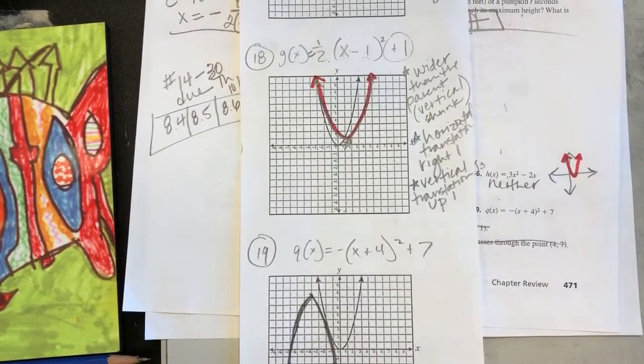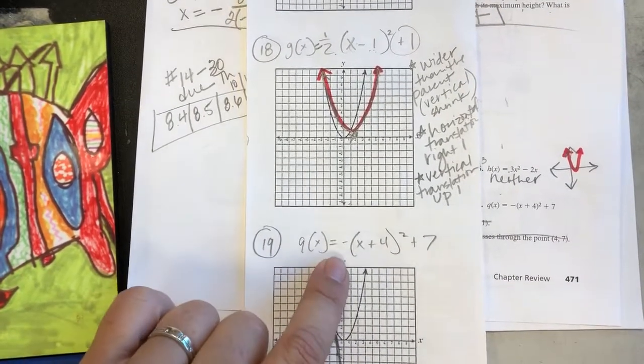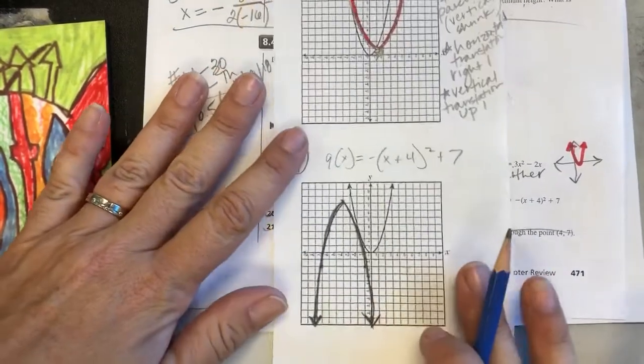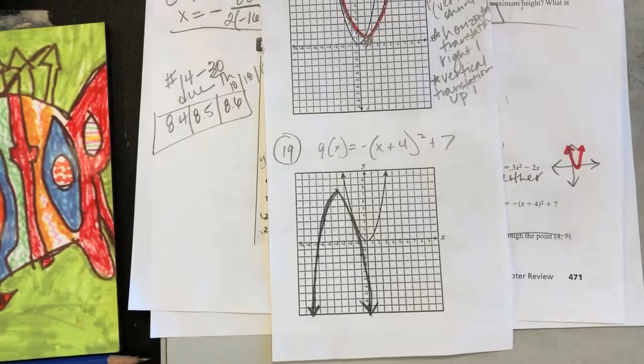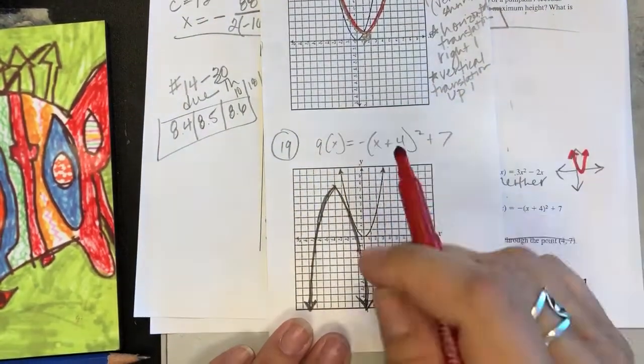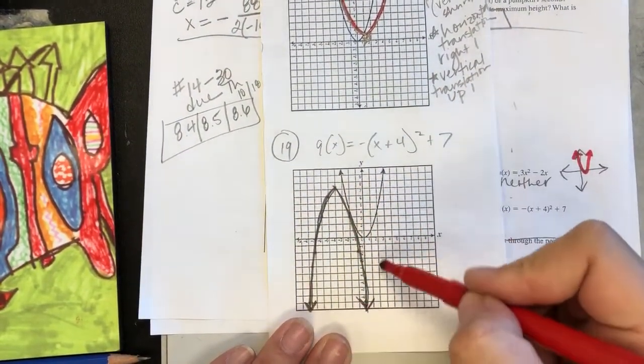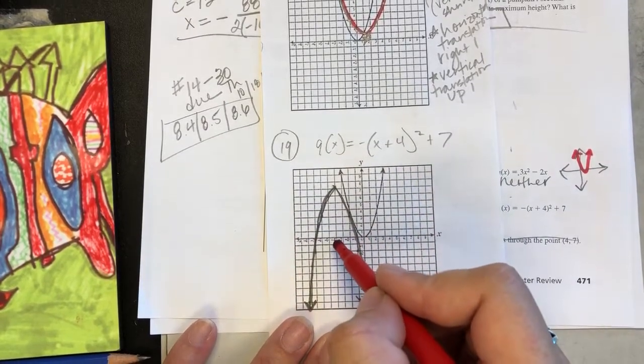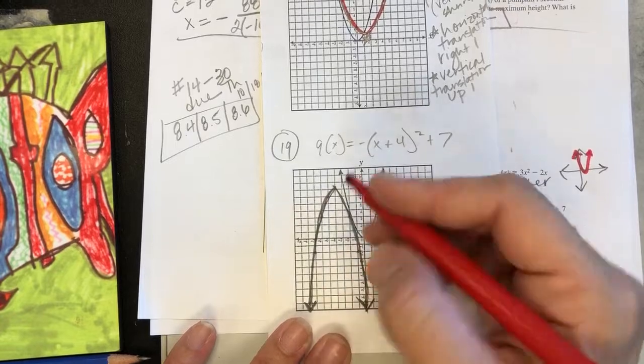All right, now 19. The opposite of (x plus 4) squared plus 7. So if I think about this in parts, it would be that opposite piece that would take this initial parent function, flip it over. This plus 4 inside moved it to the left 4. This plus 7 outside moved it up 7.